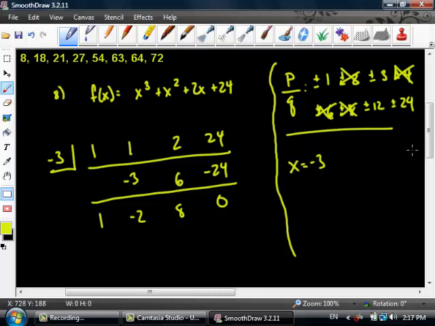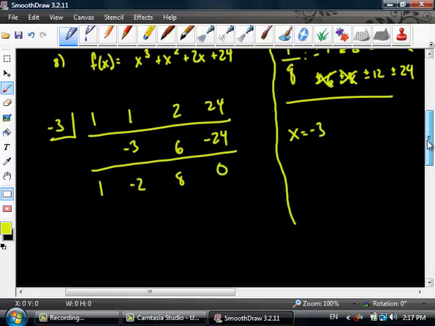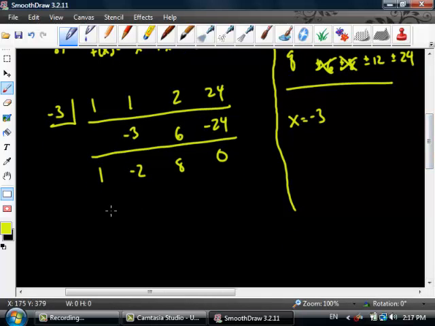Here's the thing: when you do P over Q's, just because you guess 3 answers wrong, that doesn't make you any less capable. You're guessing, right? So don't worry about it. So x equals negative 3. Now that we have this, we have x squared minus 2x plus 8 equals 0.